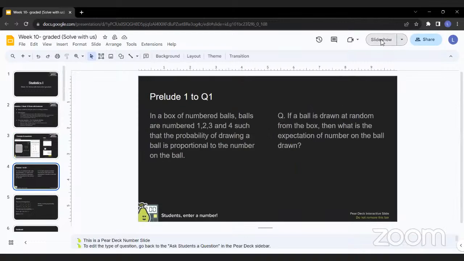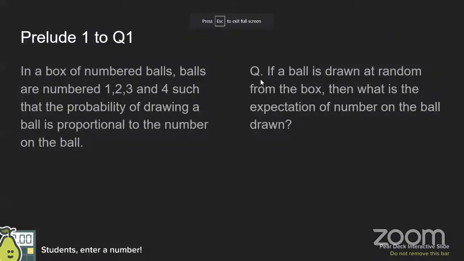So this is the first question. In a box of numbered balls, balls are numbered 1, 2, 3, and 4, such that the probability of drawing a ball is proportional to the number on the ball. If a ball is drawn at random from the box, then what is the expectation of the number on the ball drawn? You can take 2 minutes to solve this question, and then we'll discuss it.